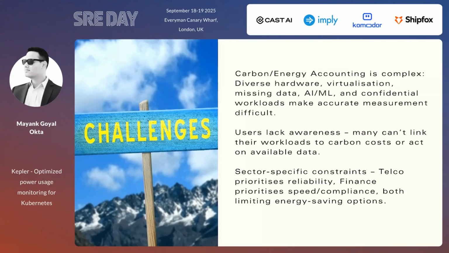And there is a sector-specific constraint also. For example, telco prioritizes reliability, and the finance sector prioritizes speed and compliance. And both are very limiting on the energy saving options for us. So those are the challenges we have in sustainability.